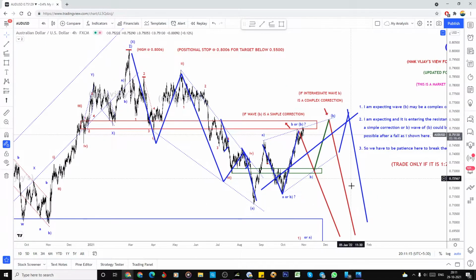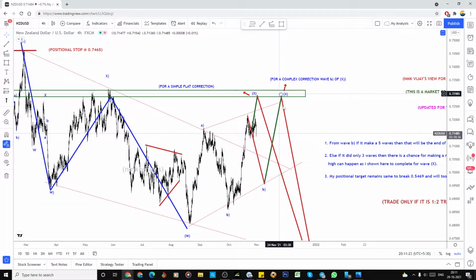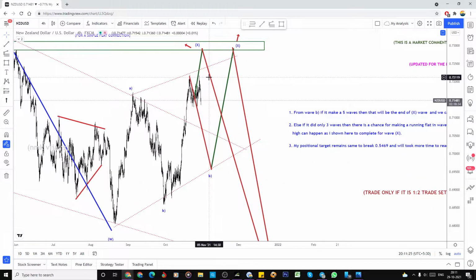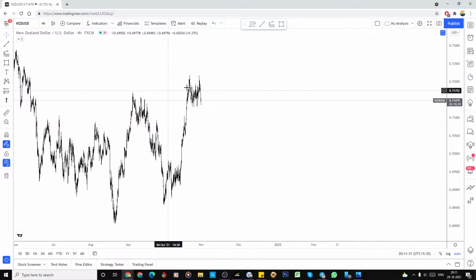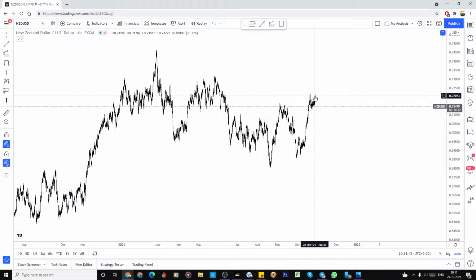So this is my view on the AUD USD. Next we can move on to the New Zealand dollar. It's the same picture, but here it didn't break the previous high. So whether it is doing an ABC as an A, ABC as a B, or ABC as a C of a W, that one correction has been completed. From here itself I expected that, and again it made one more high.